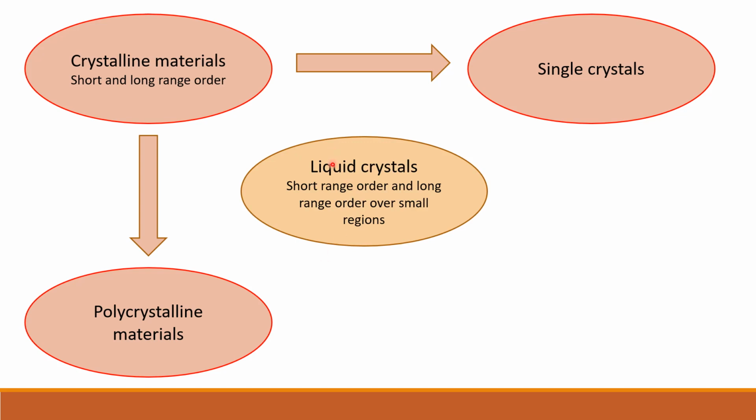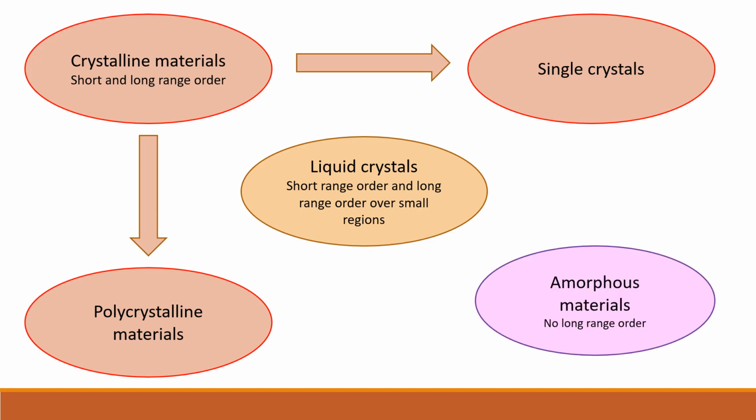And then we have liquid crystals. In liquid crystals, we have short range order, and also some long range order, but only over small regions. The difference with polycrystalline materials is that in polycrystalline materials, it's true that we can distinguish different regions with slightly different orders, but still highly ordered, and still big regions on the micro scale. In liquid crystals, the regions over which the order is preserved are really small, and also this long range order is not as perfect as in polycrystalline materials or single crystals. And of course, we have amorphous materials in which no long range order at all is present. Okay.